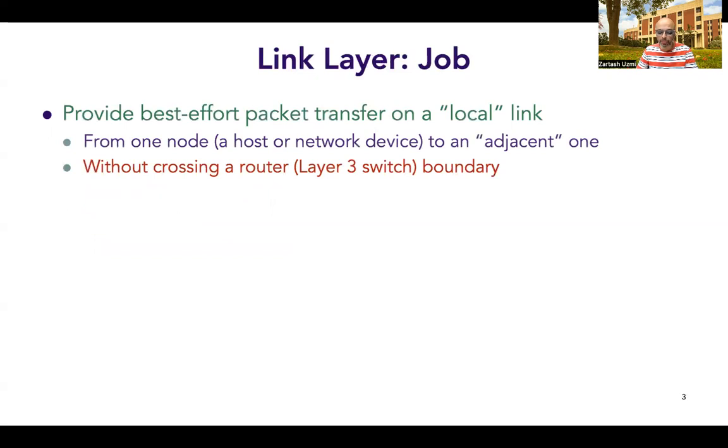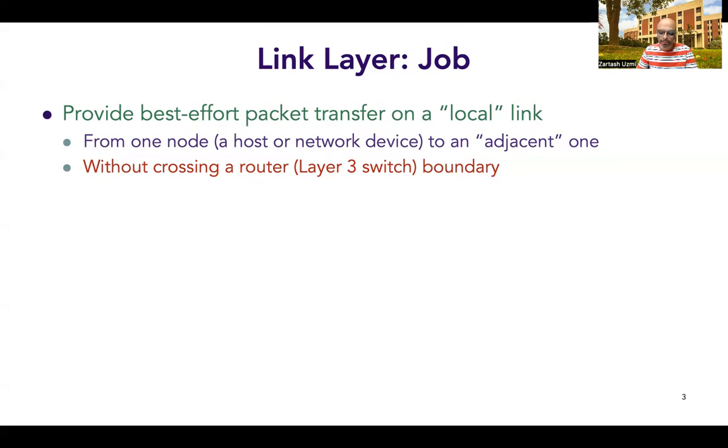So first of all, what is the job of the link layer? The job of the link layer is to provide best effort packet transfer on a local link. Remember, we talked about the end-to-end delivery between two hosts on the internet, one in one continent, other in another continent. The packet delivery from source to the destination is concatenation of many links and routers in between. So on each of the link, I have to send a link layer packet so that link by link, you go all the way from the source to the destination.